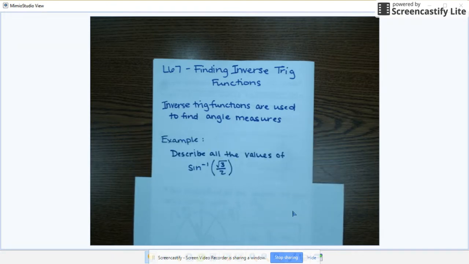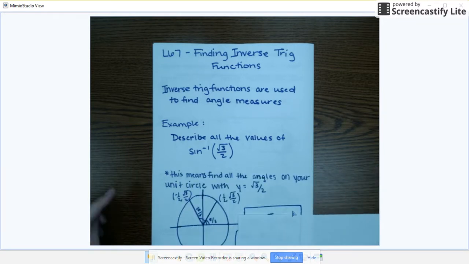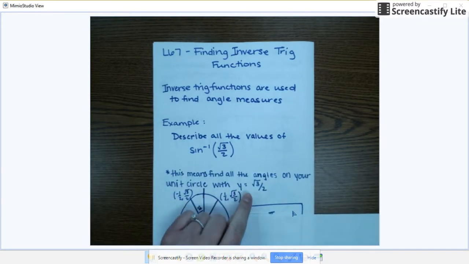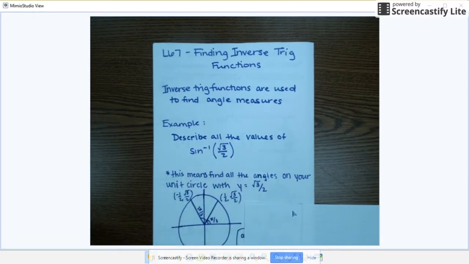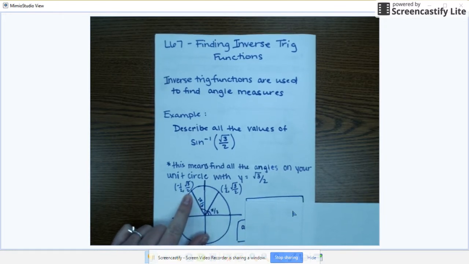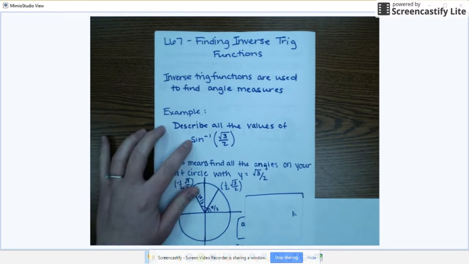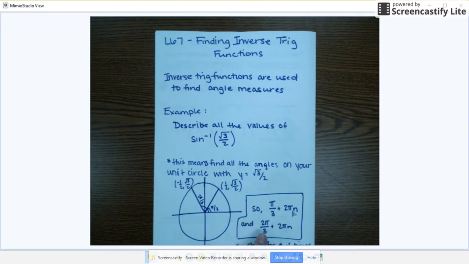So for an example, if we were asked to find all the values of inverse sine of root 3 over 2, we would go to our unit circle and find every value with a y value of root 3 over 2, because if you recall, sine correlates to y. So on our unit circle, when we get to pi thirds, it has a y value of root 3 over 2. And then if you go to 2 pi thirds, it also has a y value of root 3 over 2. So for this particular problem, the inverse sine of root 3 over 2 would mean pi thirds and 2 pi thirds.